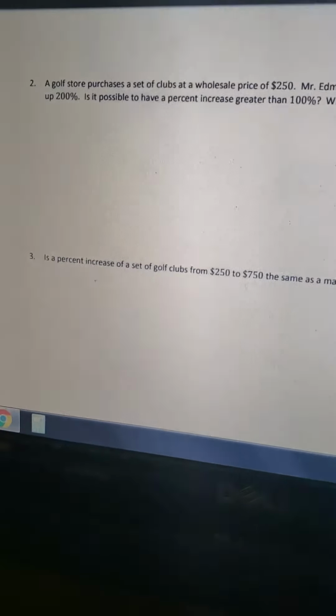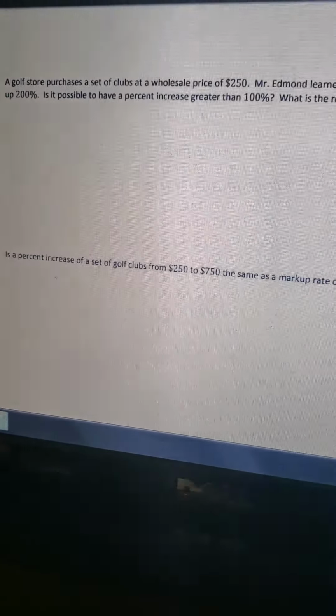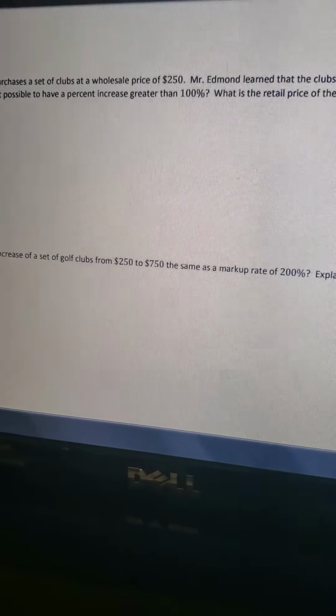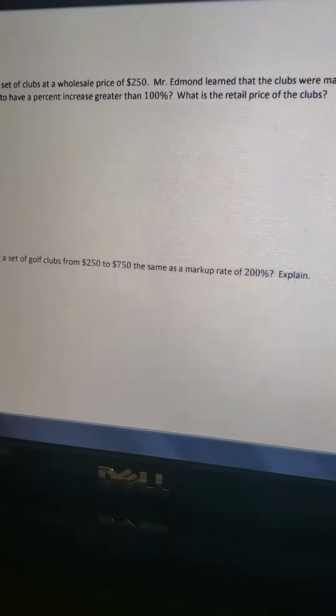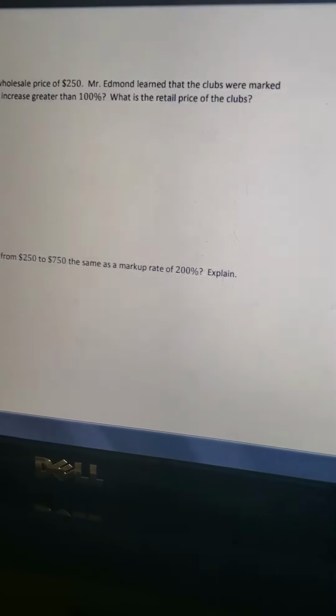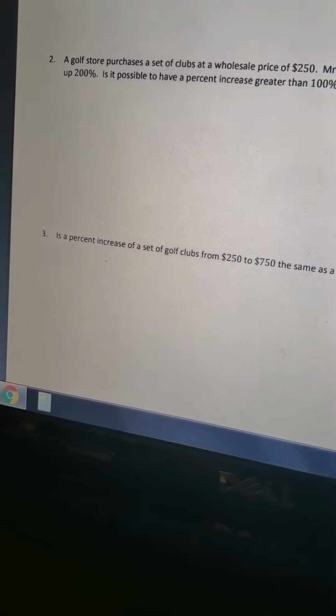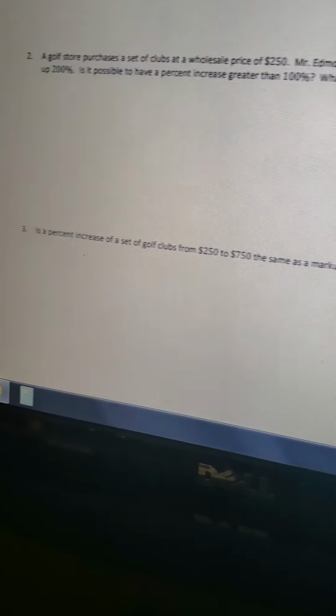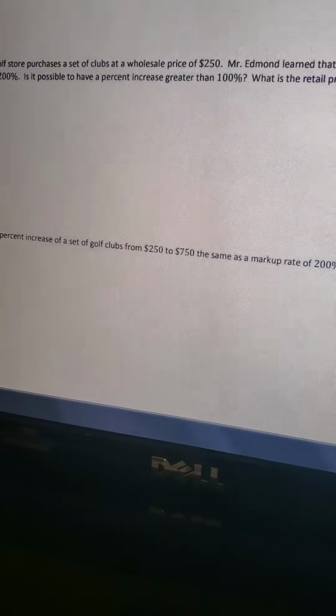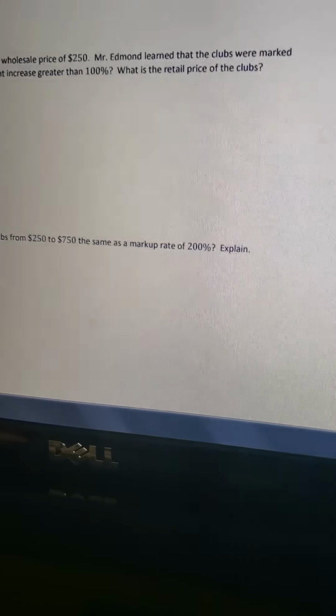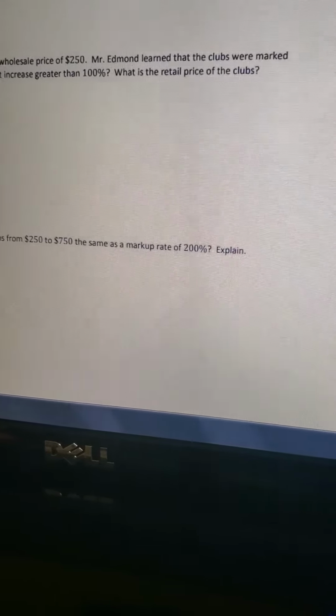Okay? All right, so let's take a look at number 2. And there's not too much more of this lesson left. A golf store purchases a set of clubs at a wholesale price of $250. Mr. Edmonds learned that the clubs were marked up 200%. Is it possible to have an increase greater than 100%? What is the retail price of the clubs?